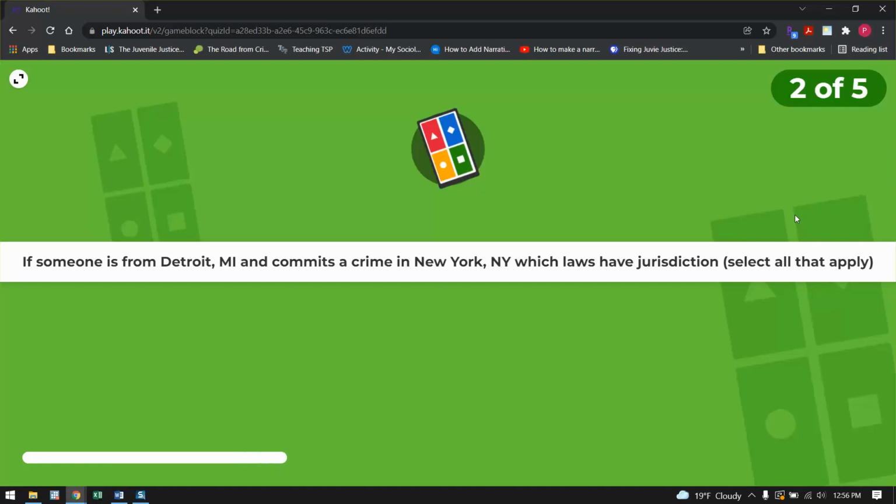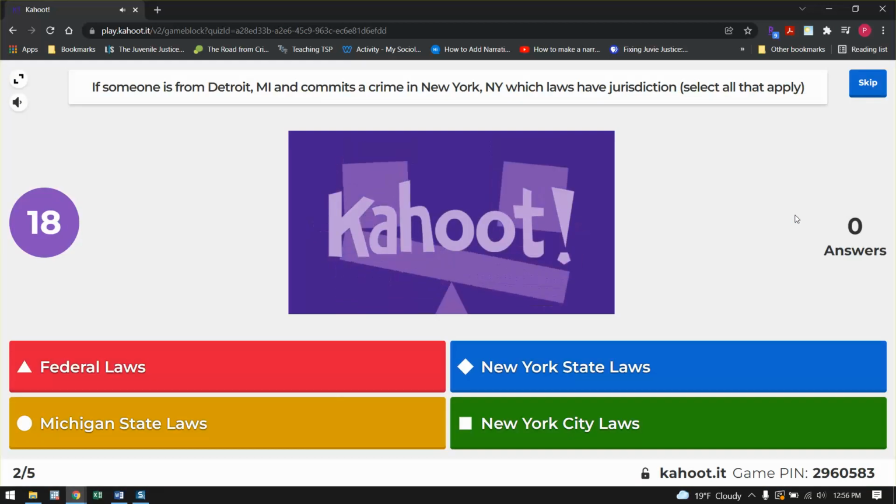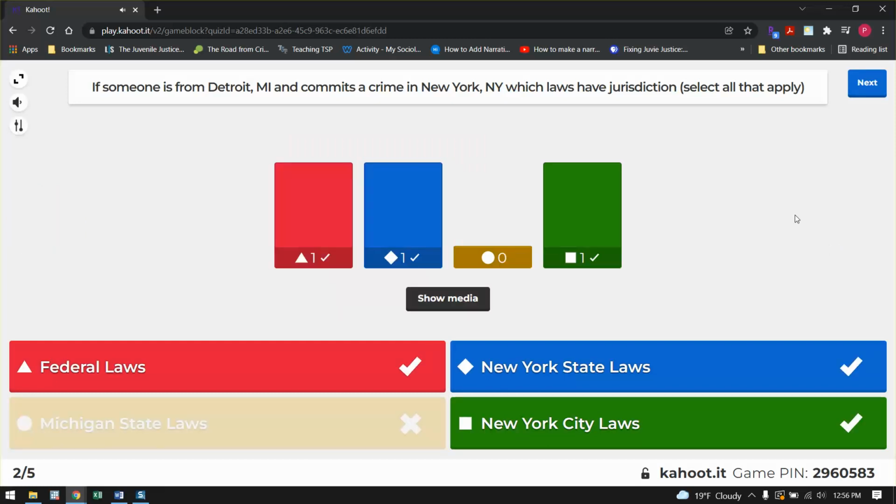Next question deals with issues of jurisdiction, which we talk about as these different levels of law. So in this scenario, a person is from Detroit, Michigan, but commits a crime in New York. So under this, what jurisdiction of laws would they be facing if they commit the crime in New York? We're always under the jurisdiction of federal law. In this case, it's where the crime is committed, so they're under New York and New York City laws.